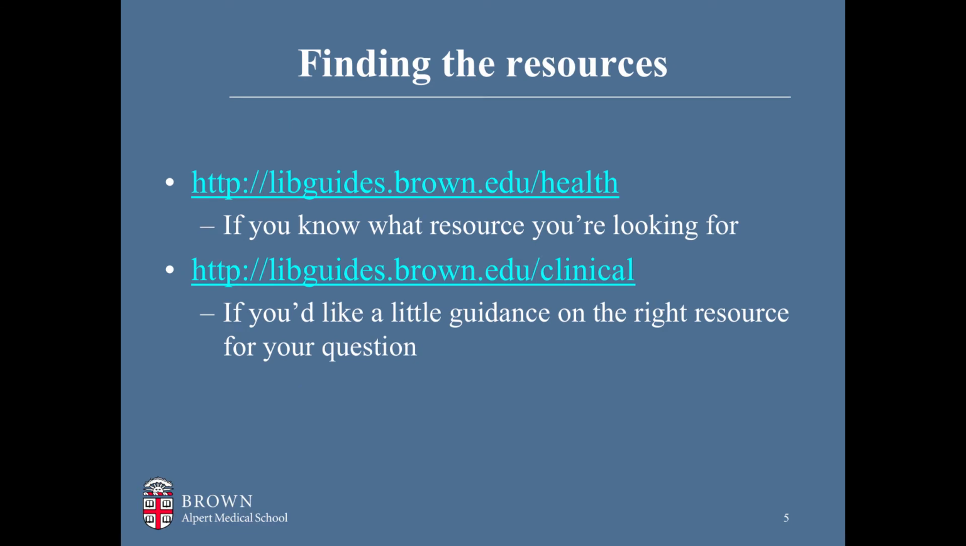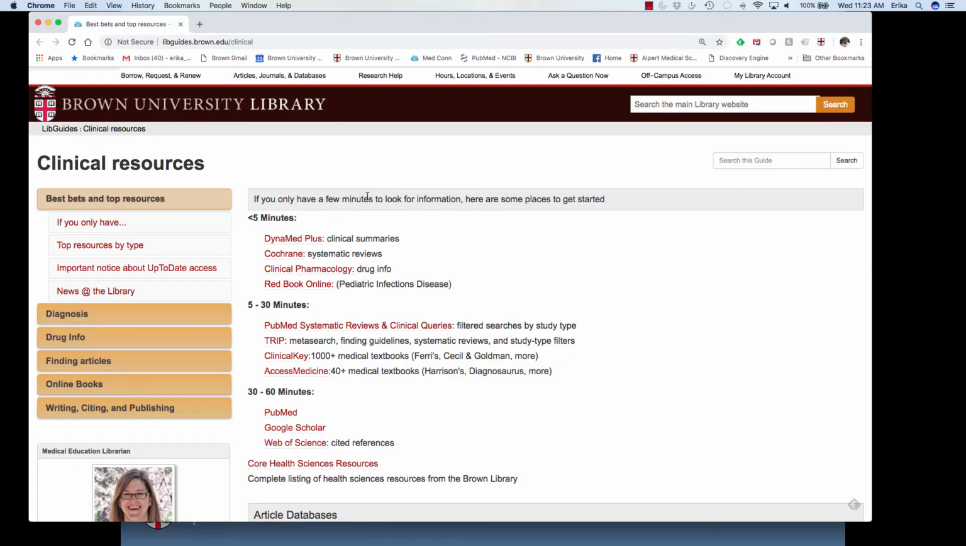The library has two main guides with our core health sciences resources. The link at the top was designed to get you to the resource you want quickly. For instance, if you know that you need to get PubMed and just want Brown's link for it. The page at the second link walks you through the process a little bit. We'll start there. This page is designed to reflect the thought process of a busy student. Do you have just a moment and need a quick answer? Or do you have a little more time to dig into the resources?